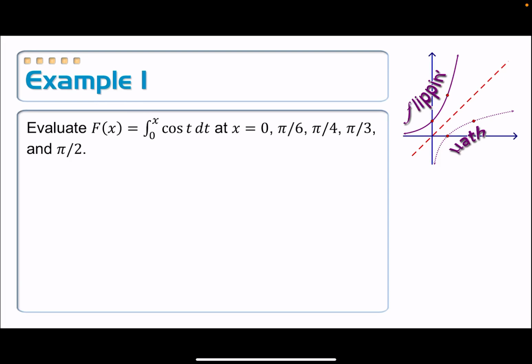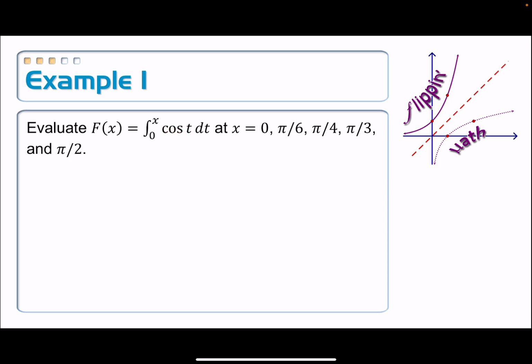Example 1 here is going to illustrate the fundamental theorem of calculus. Evaluate f of x is equal to the definite integral from 0 to x of cosine of t with respect to t at a variety of x values. Why are they x values and not t values? Because those are the numbers that we're plugging into the function, which only changes the upper limit of integration, and we're basically accumulating some area underneath the cosine function.